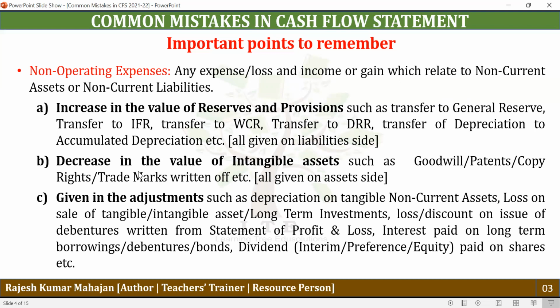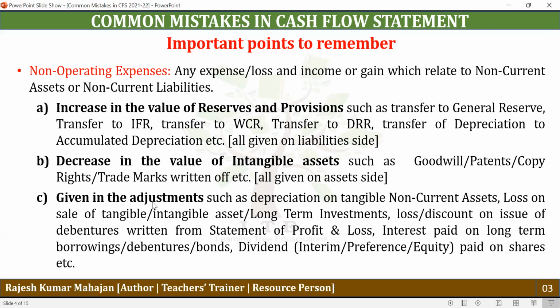Second, we have the decrease in the value of intangible assets. So intangible assets you can see on the asset side under fixed assets. So when there's a decrease in the value of intangible assets, it means these have been written off. So if you see a decrease in the value of goodwill, patent rights, trademark, copyright, etc., it means these have been written off from the books. So decrease in the value of the intangible assets is a non-operating expense, so it is added in the net profit.